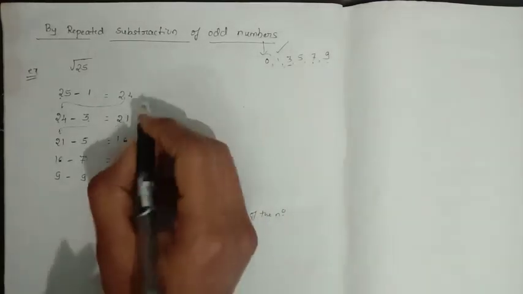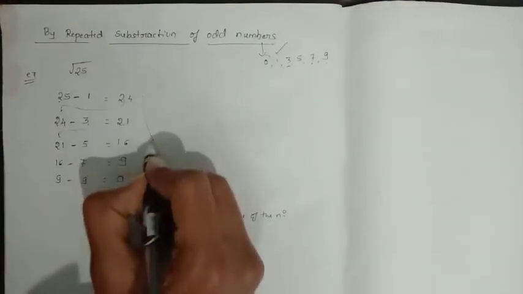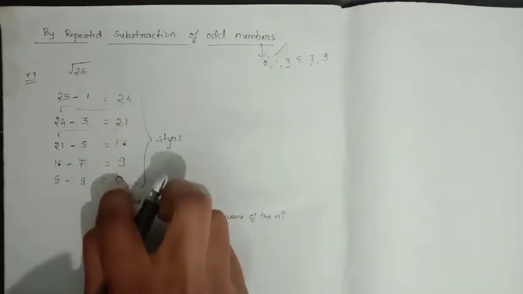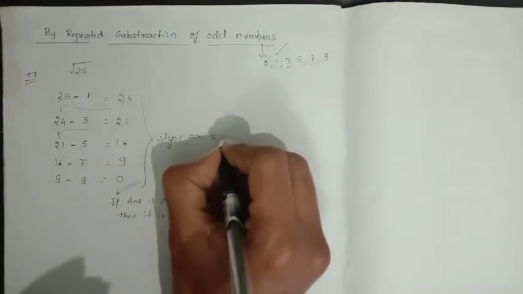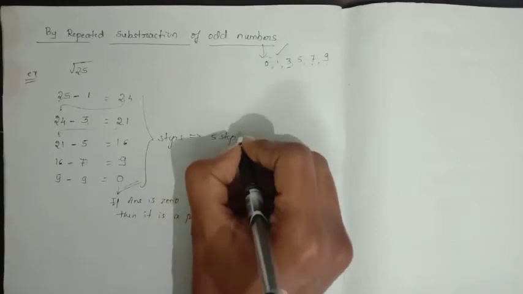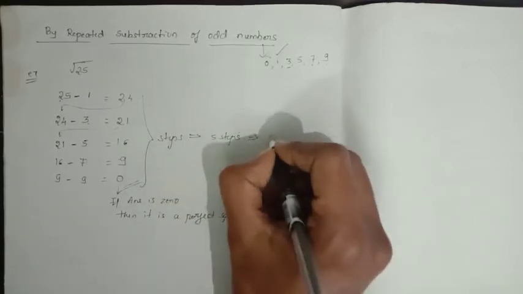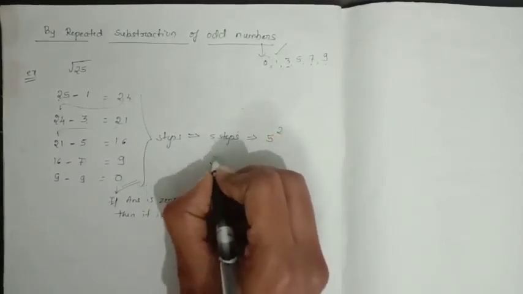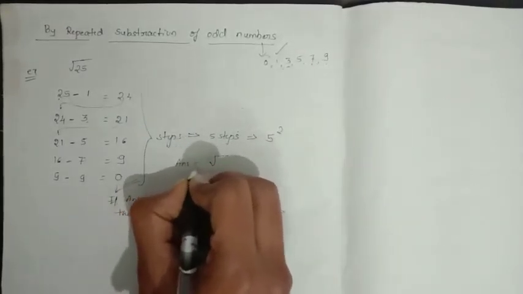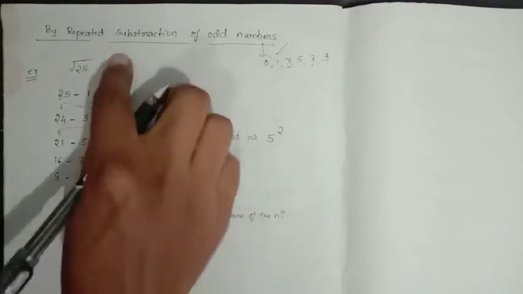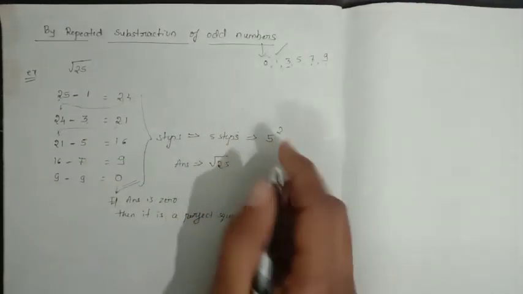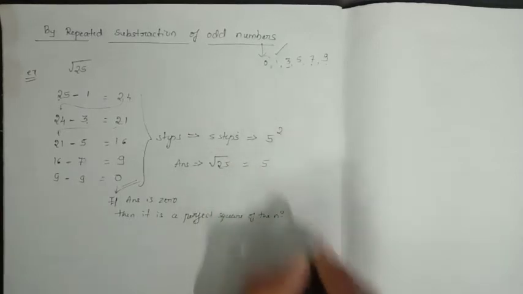Okay, so here you observe how many steps are there. 1, 2, 3, 4, 5. So 5 steps. That means the square root of 25 is 5. By the repeated subtraction method, we have calculated there are 5 steps. So the square root of 25 will be 5.